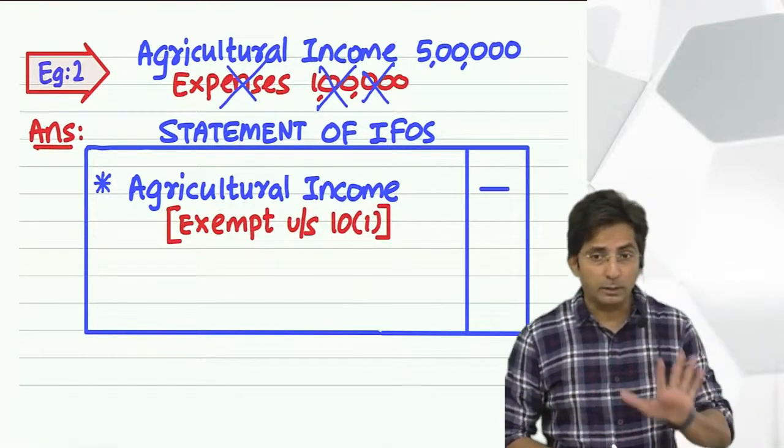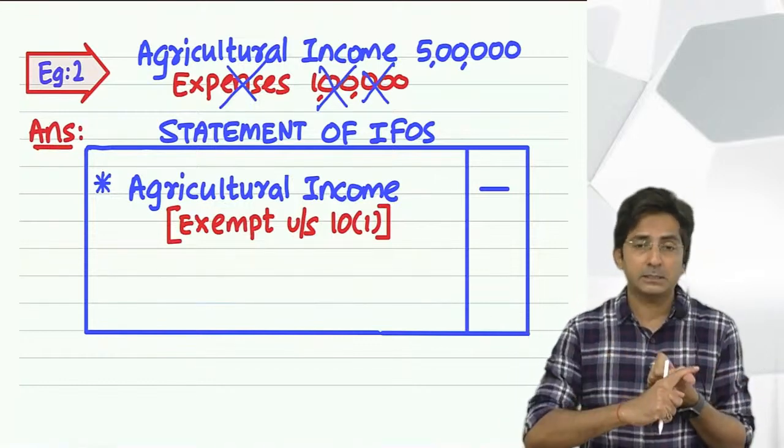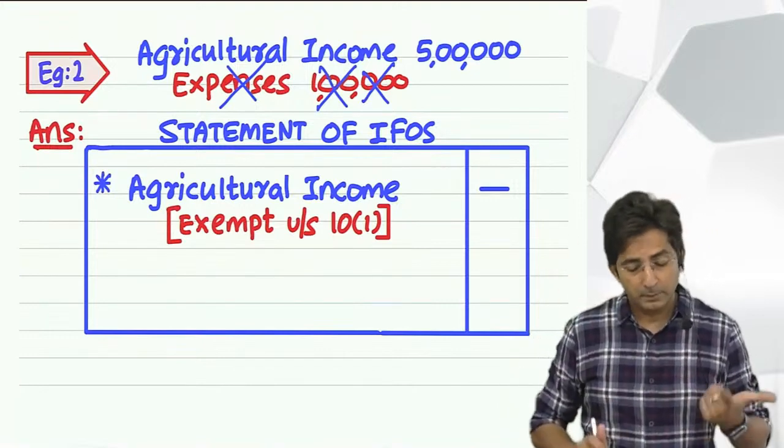So what did I say? Total 5 rules we are going to set. The 2 rules which we have set are: taxable income, deduct the expense; exempt income, ignore the expense. Now try this one.